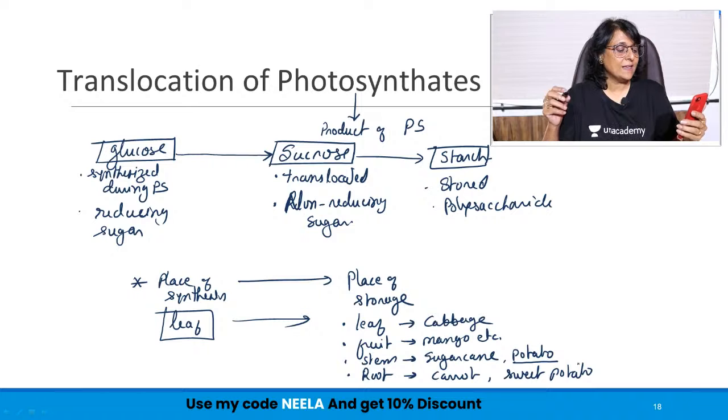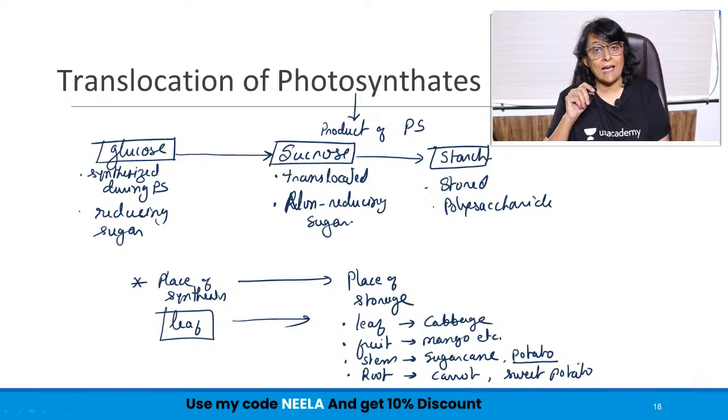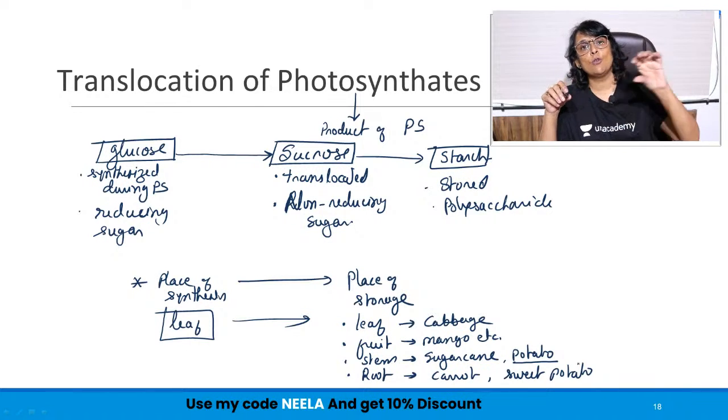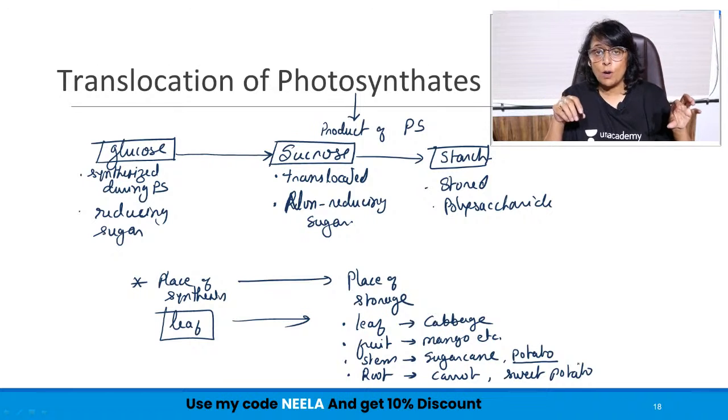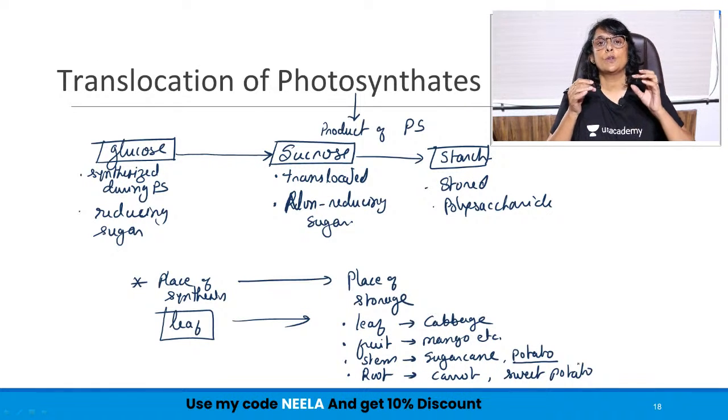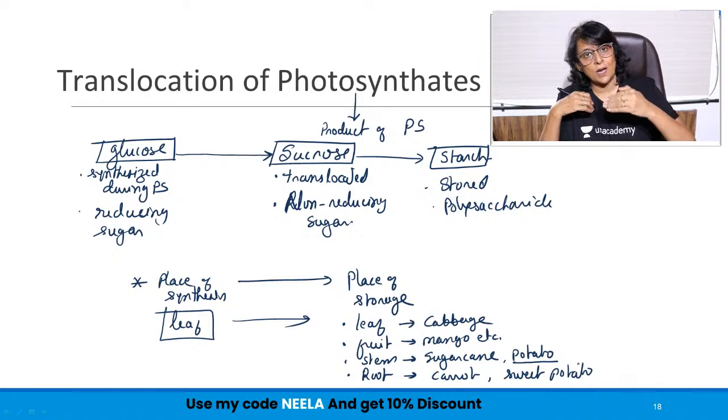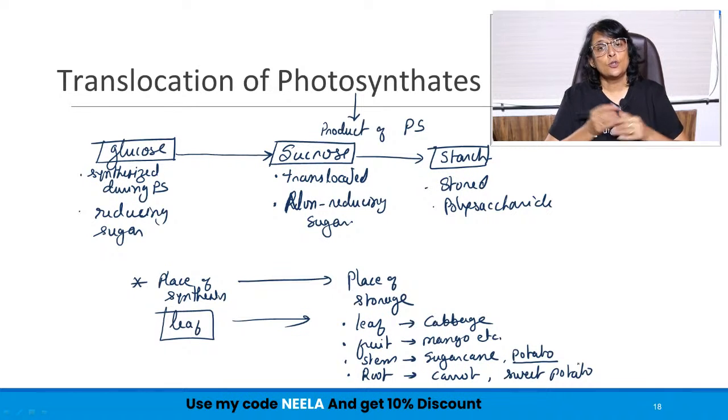Okay, now coming to the question which Rahul asked. What is the mechanism by which glucose is changed into sucrose and then into starch? See, what happens is glucose is a reducing sugar. It is highly reactive, and if you translocate that reactive molecule, it is going to react with the molecules or the structures which are in its path. So you have to change it into something which is more stable.